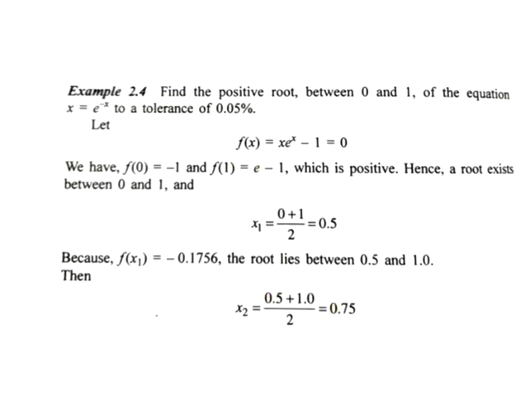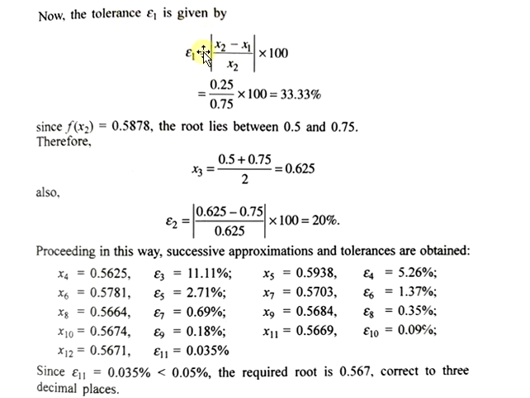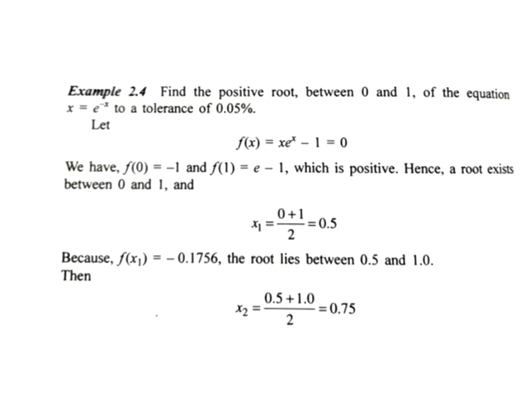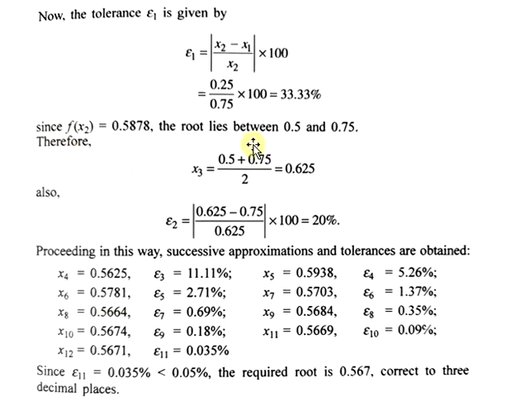So you take average of that, and you calculate the tolerance level, that is x2 minus x1 by x2 percentage. So the error percentage is 33 percentage. So you need to have the error percentage of 0.05 percentage. That means you need to continue the calculations. So the new x2 is average of that. So f of x2 is positive. So the root will be between 0.5 and 0.75. So x3 is 0.5 plus 0.75 by 2, 0.625. Again calculate the tolerance level. The percentage value is 20 percentage. You do the calculations. So the x4 is this value. The corresponding percentage value is this. X5, x6, and so on.